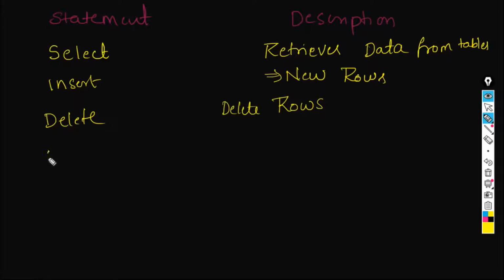And then update. It updates the existing row with the new value based on the condition you give. It might update one row or two rows, or the entire table if you miss the where condition.